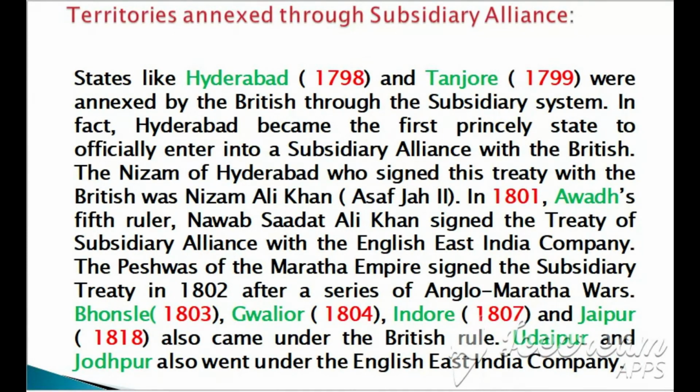In 1801, Awadh's fifth ruler, Nawab Saadat Ali Khan, signed the Treaty of Subsidiary Alliance with the English East India Company. The Peshwas of the Maratha Empire signed the subsidiary treaty in 1802 after a series of Anglo-Maratha wars. Bhonsle, Gwalior, Indore, Jaipur all came under the British rule through this alliance. And then eventually Udaipur and Jodhpur also went under the English East India Company through this subsidiary alliance.